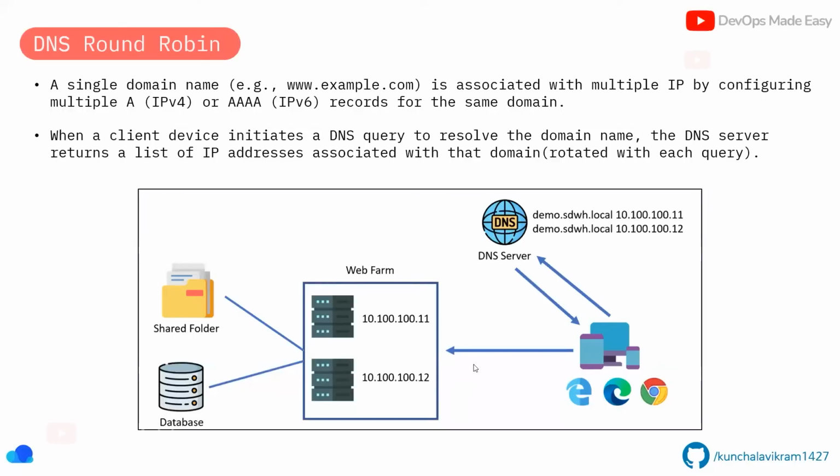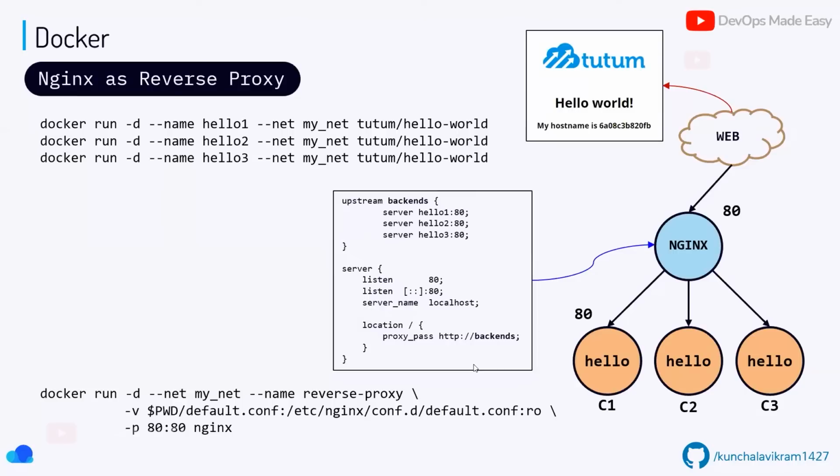Vikram, what is the use of that bind volume in that command? Yeah, we have this configuration, right? That configuration we have saved as default.conf in our local machine, in the current path. Instead of copying, I'm doing a volume mount to mount that conf file, and that too in read-only mode.